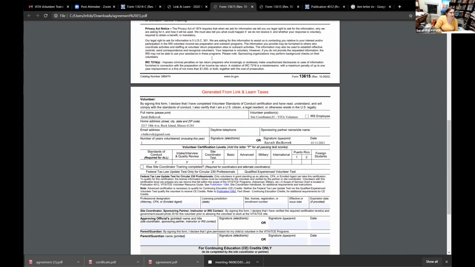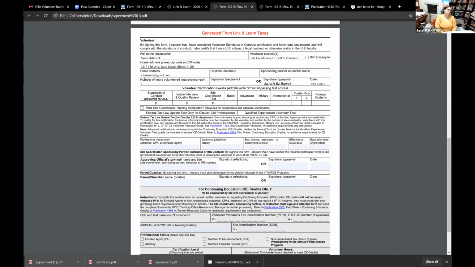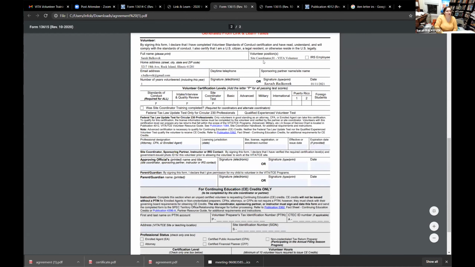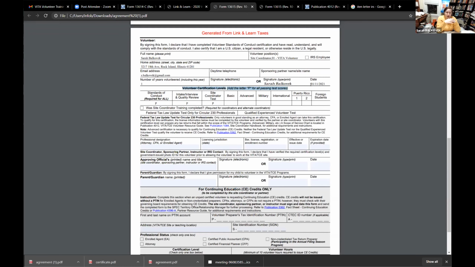And then further along down here, it'll show you I need to change my address. That was my address last time, so I need to update it, but this shows I'm a site coordinator, VITA volunteer, and it shows all of the different tests that I have passed, okay? My volunteer certification level. Your site coordinators are going to keep track of these. Please email a signed copy of this to Melissa, and it will show us if you are in basic, advanced, or if you can do military or international returns, you can jump into that as well.